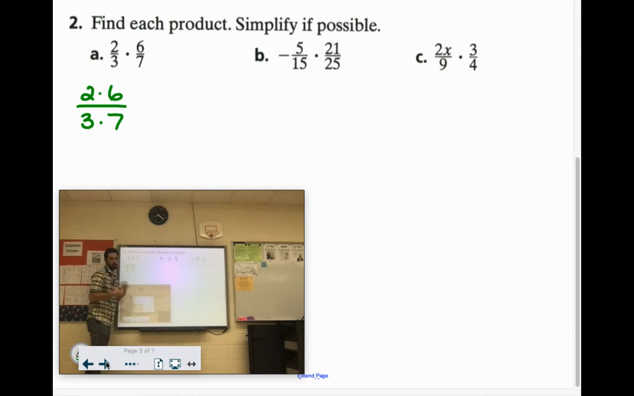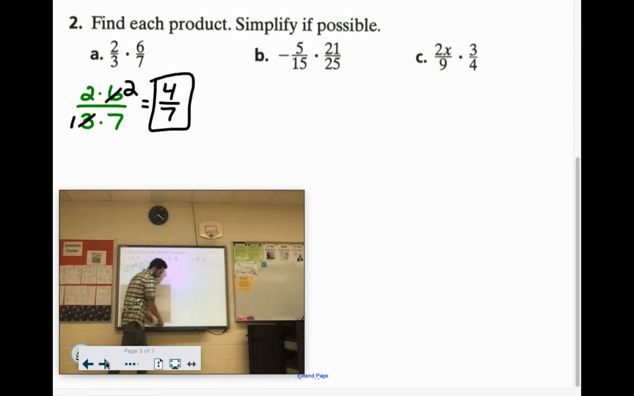So if it helps, mush it into one fraction and then break it down. 3 goes into 3 once, 3 goes into 6 twice. 2 times 2 is 4, 1 times 7 is 7. There you go, that's cool.